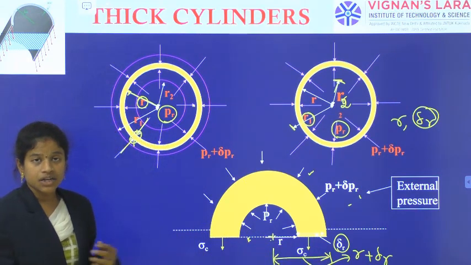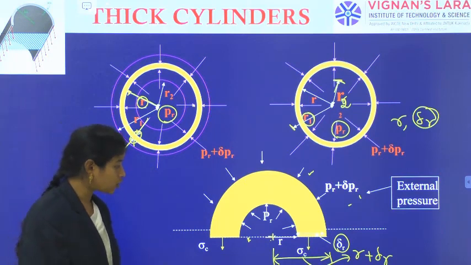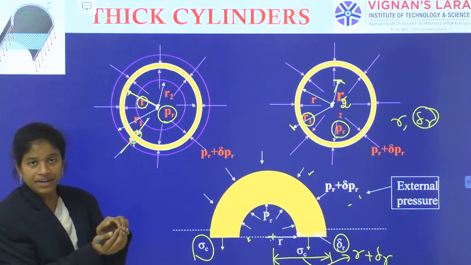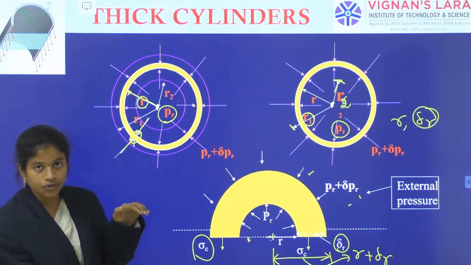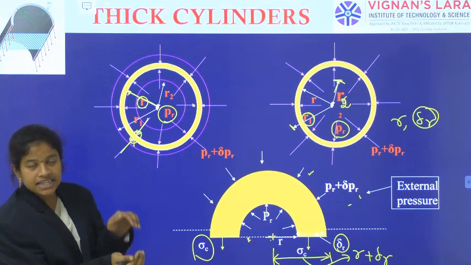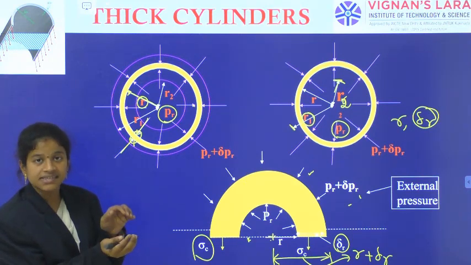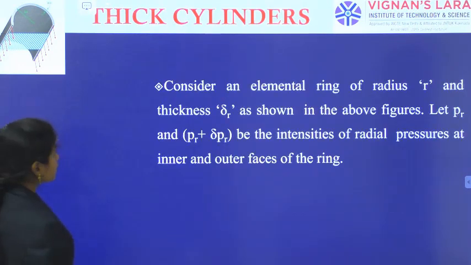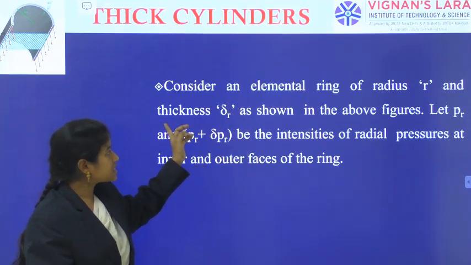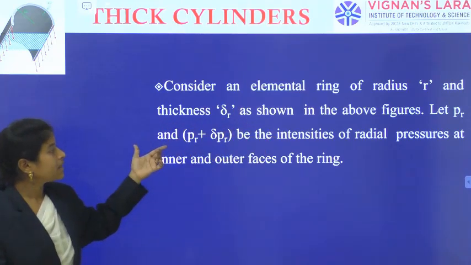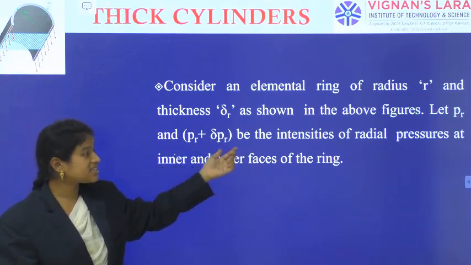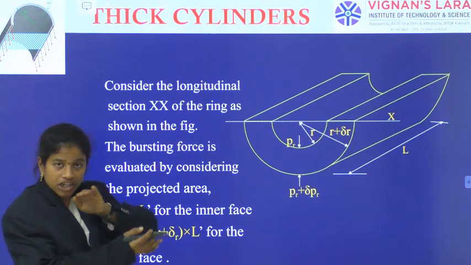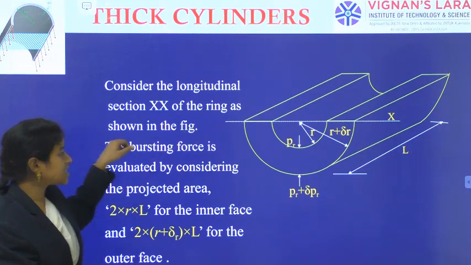Now I am observing a circumferential stress which is acting onto the cylinder, right? So this sigma C is acting to keep the material in position. It is a resisting force. Even though the fluid is causing some burst, this sigma is causing some resistance, because some resistance is there in the material. That resisting will come from the circumferential stress. Now, consider an elemental ring of radius R, its thickness delta R as shown in the figure, and let PR and PR plus delta PR be the intensities of the radial pressures at the inner face and the outer face of the particular ring. Now, considering the longitudinal section, you can observe the x-axis section as shown in the figure.